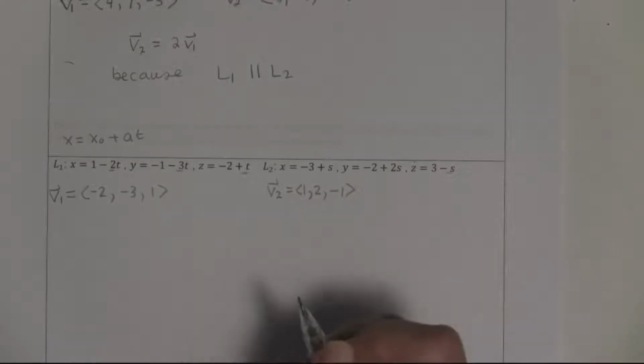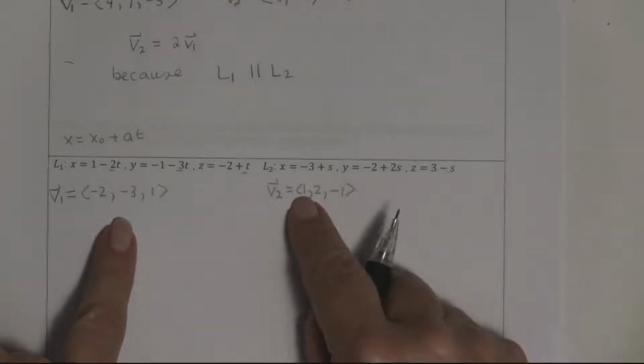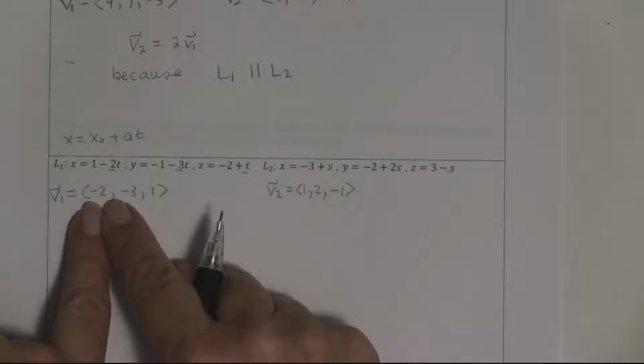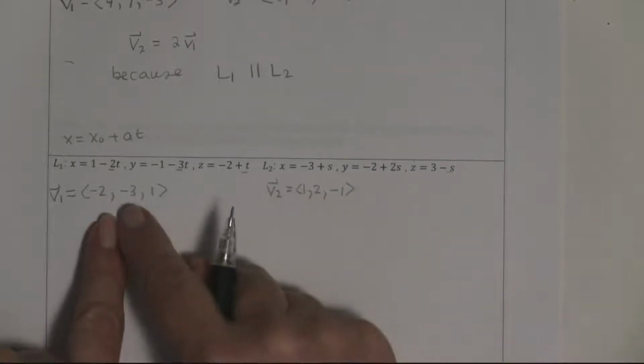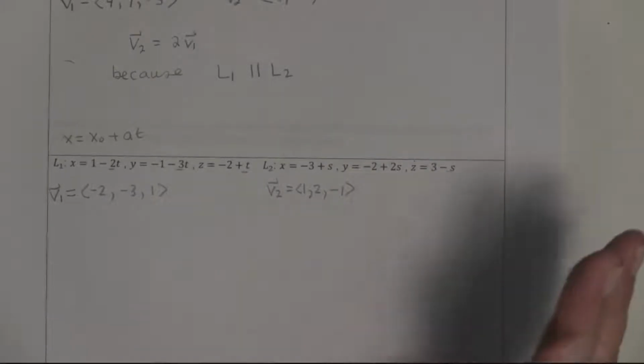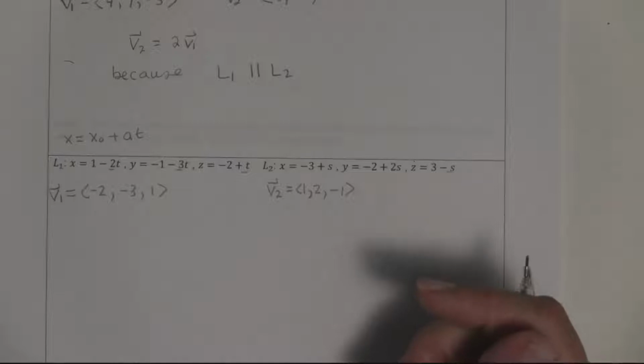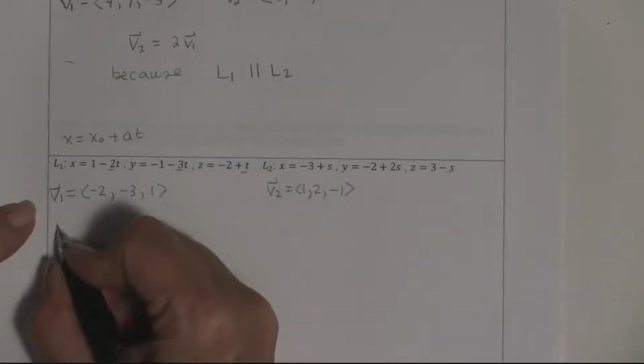And so you can see that they're not scalar multiples of one another, because if I multiplied 1 times negative 2, I would get this. But if I multiplied 2 by negative 2, I don't get negative 3. And so all it has to do is fail on one of the components. So they're not scalar multiples.